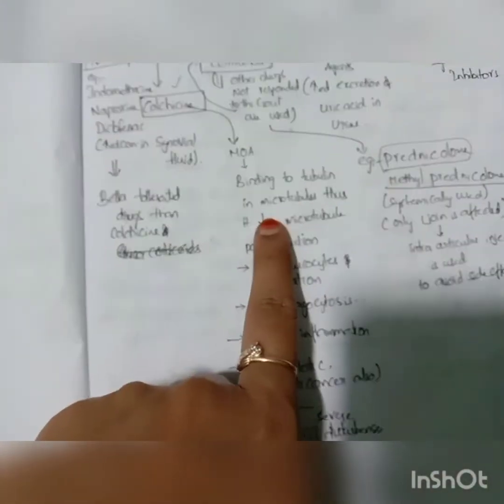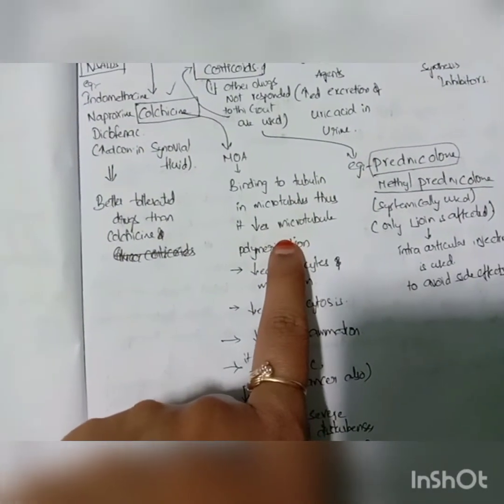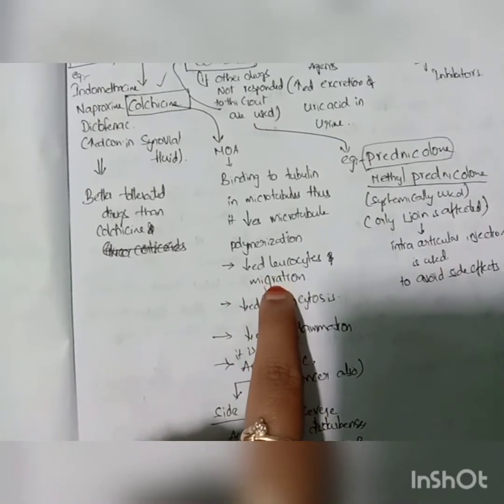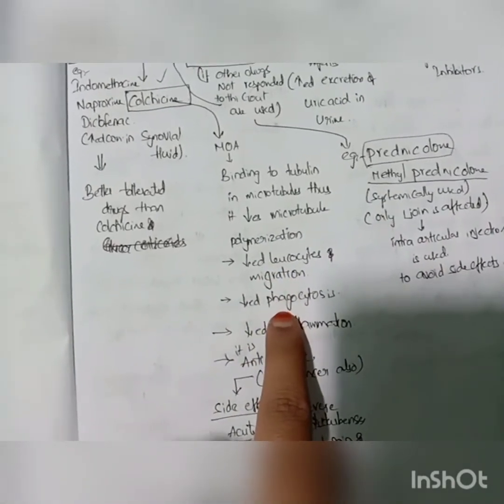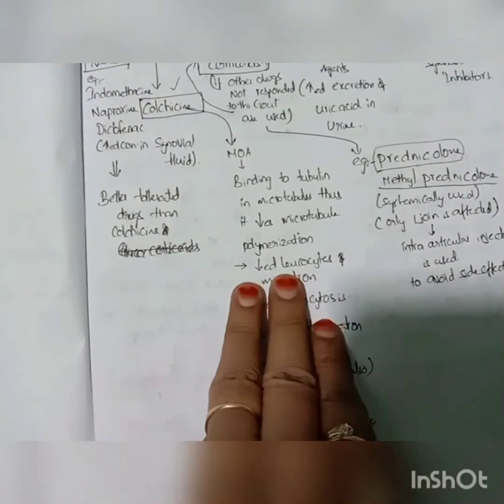Actually, what is the main mechanism? It binds with the tubulin in microtubules. This leads to decreased microtubule polymerization, decreased leukocyte migration, decreased phagocytosis, and decreased inflammation. It is also used as an anti-cancer drug.